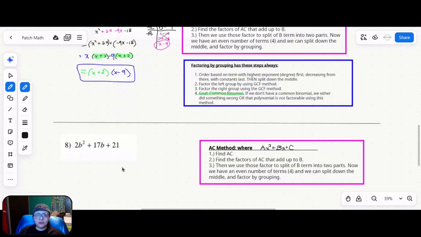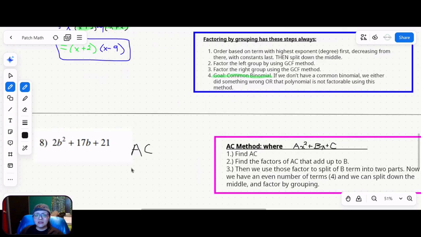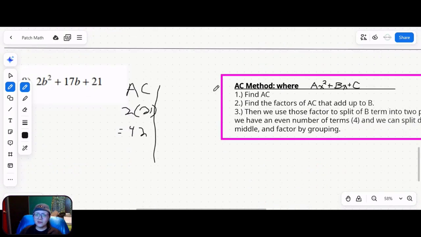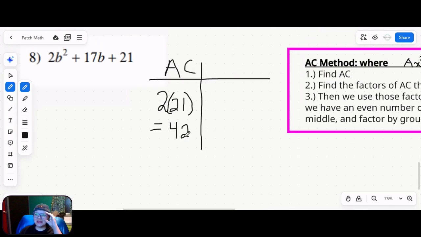We have 3 terms, and we need to get this to be 4 terms so we can apply factoring by grouping. We're going to find A times C, the same thing that we started with in the last video. A times C is 2 times 21 here, and 2 times 21 is 42. So now we're looking at those factors of AC that add up to B. And apologies for my messy handwriting there. All right, that's a little more legible on my part.